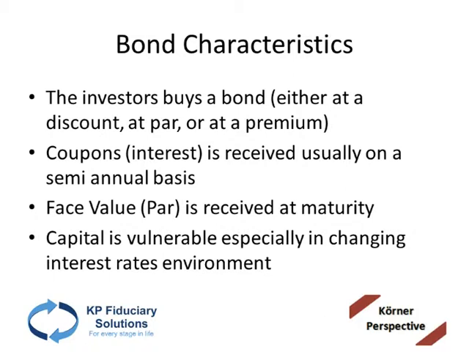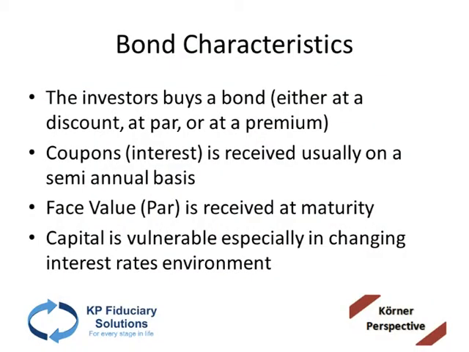When we have a look at the bond characteristics, and especially the basic bond characteristics, just to give you an example, the investor buys a bond, and that investor would usually buy the bond at par value, but there are instances that the investor could buy it at a discount or at a premium, and we'll discuss this in a little bit more detail in other videos. The investor would then receive a coupon or income or interest, as we would call it, and this usually is paid on a semi-annual basis.